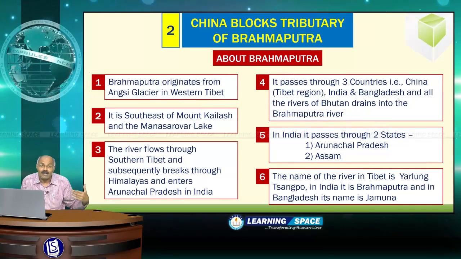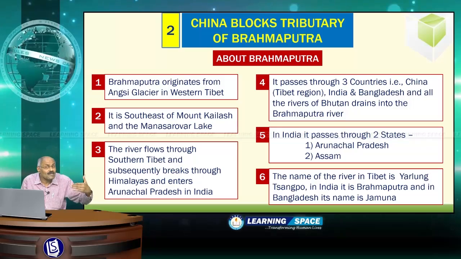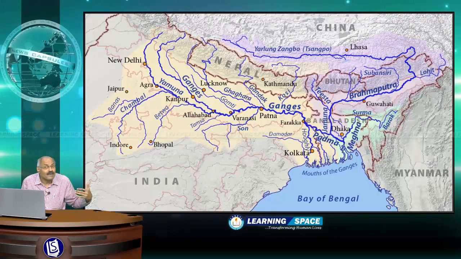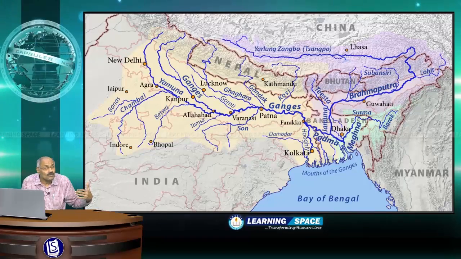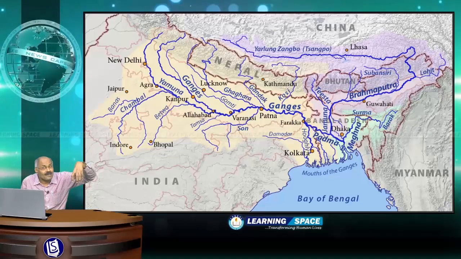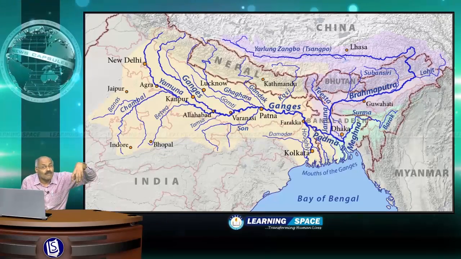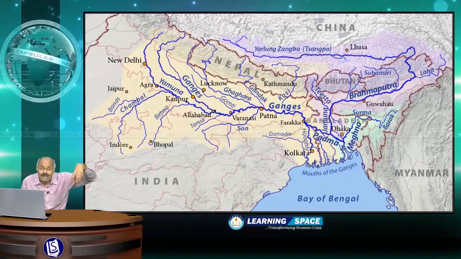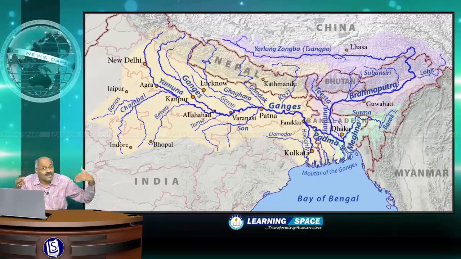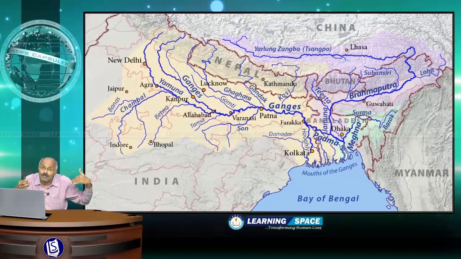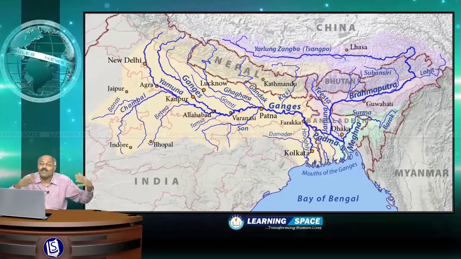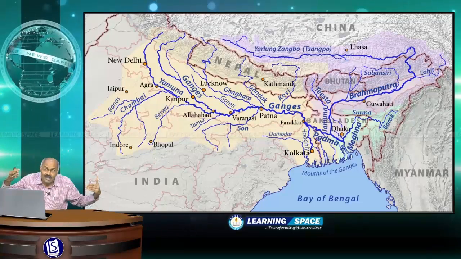There is a news item that China blocked tributary of Brahmaputra. Almost it coincided with the news item with regard to India's discussions on Indus Water Treaty. When news came about review of Indus Water Treaty, exactly at the same time another news item came that China blocked tributary of Brahmaputra, and it created panic. And people are interpreting in different ways that China is supporting Pakistan.